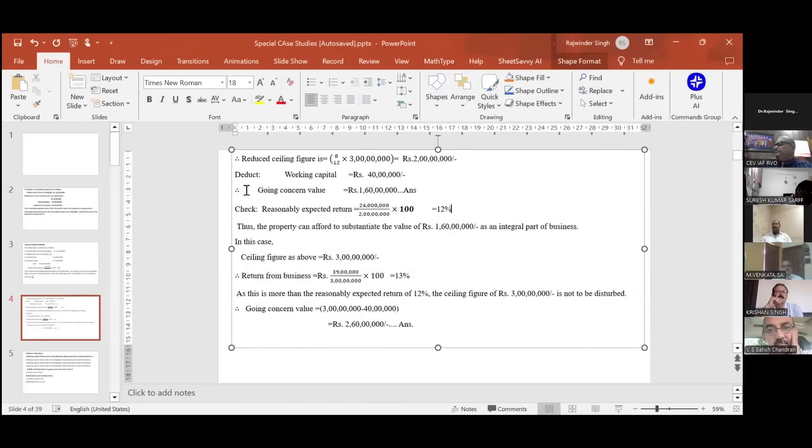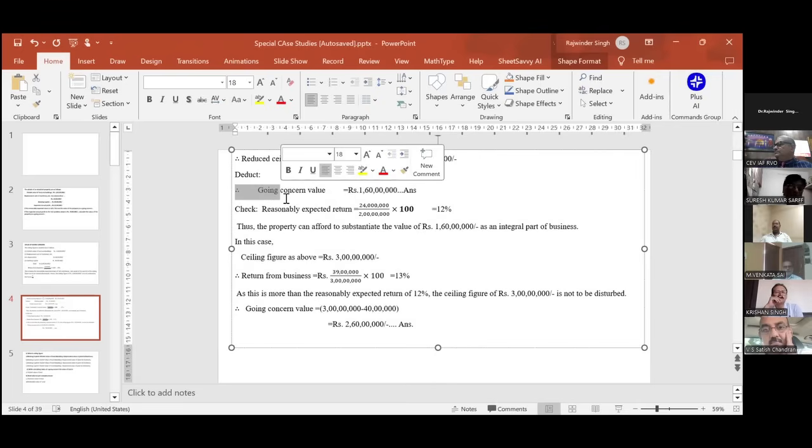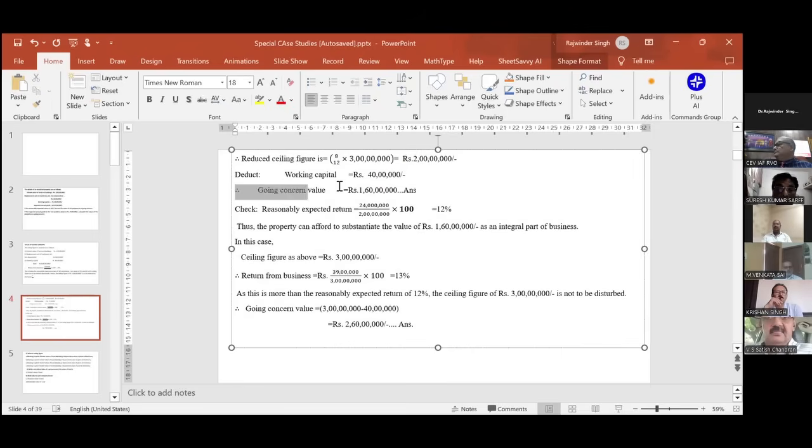Otherwise the value would have been 2 crore 60 lakh, but now from the given data you have to deduct the value of working capital, because this is the amount which the owner has invested. So the value of the going concern will be 1 crore 60 lakh.